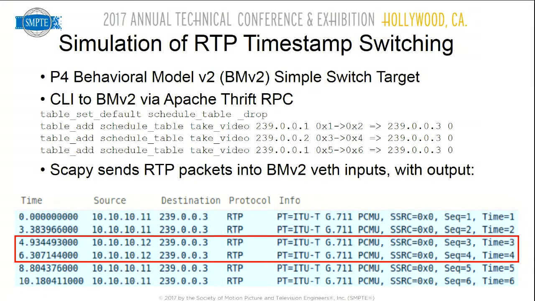And then we can use Scapy, which is a neat way of generating packets in software, to generate RTP packets and send them into the simulator to test this out. And you see on the bottom, we've got a source coming from 10.10.10.11 and a source coming from 10.10.10.12. You can see it's taking the first source from time 1 and time 2. And then from time 3 and time 4, it takes the second source. And then time 5 and time 6, it's taking the first source again. So here we are simulating switching RTP based on RTP timestamp.